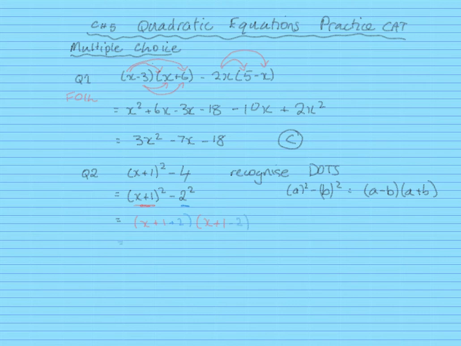And then we can simplify that a bit more. We've got x plus 3 and x minus 1. And then just check and see what that matches up to. And it's D.